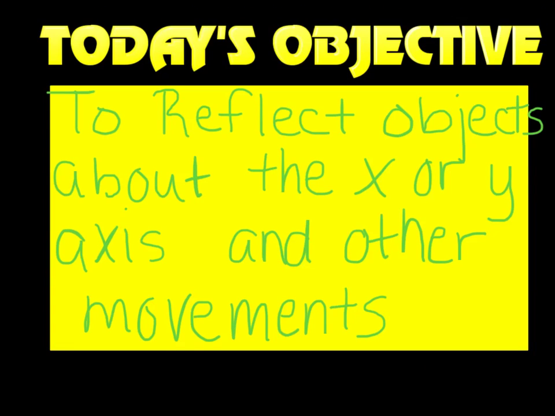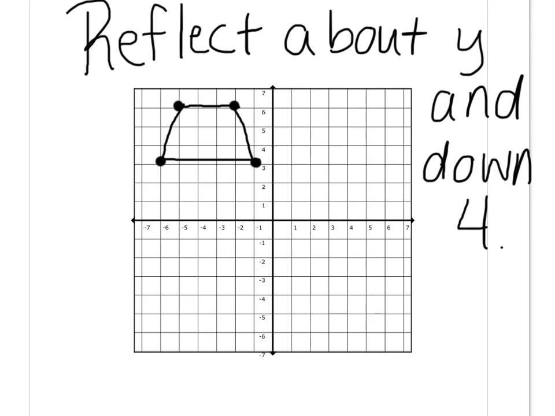to reflect objects about the x or y axis and other movements. First, we're going to reflect about the y-axis and down 4. So when we flip this point about the y-axis, we're at negative 6, 3. So if we flip it about the y-axis, it becomes 6, 3.